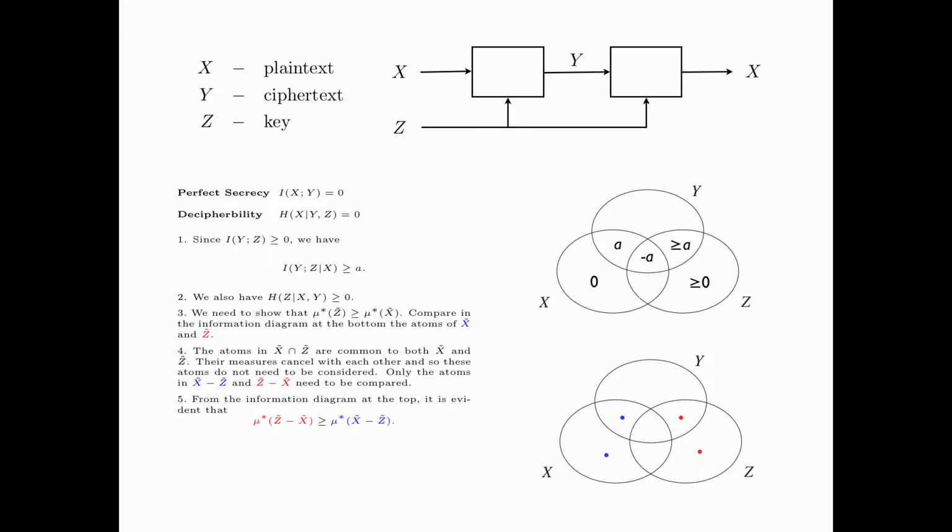From the information diagram at the top, it is evident that mu star of Z tilde minus X tilde is greater than or equal to mu star of X tilde minus Z tilde, because this atom has measure at least the measure of this atom, and this atom has measure at least the measure of this atom. Therefore, we conclude that entropy of Z is at least equal to the entropy of X, as is to be shown.